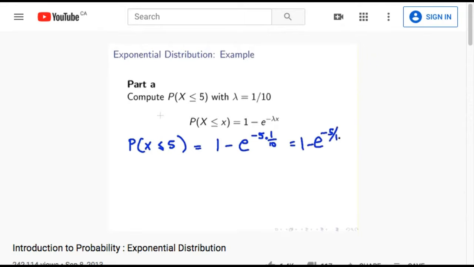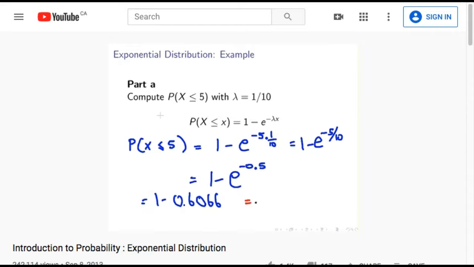That's 1 minus e to the 5 over 10, which is equal to 1 minus e to the minus 0.5. So this is where we get out our calculators. And that is equal to 1 minus 0.6066. I'm just going to write to 4 decimal places. You might get values slightly different to that.